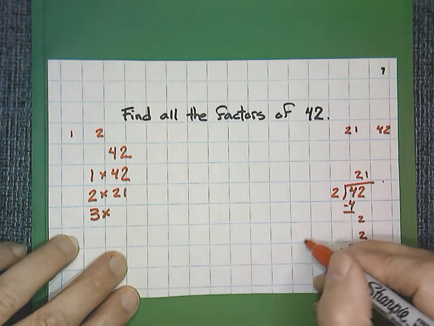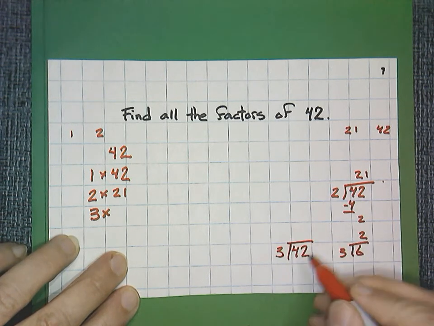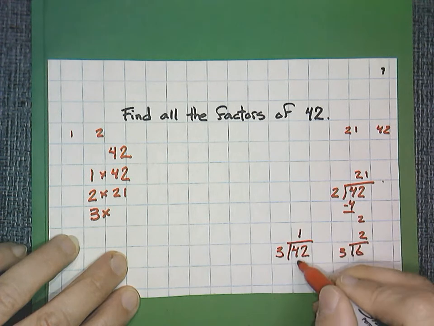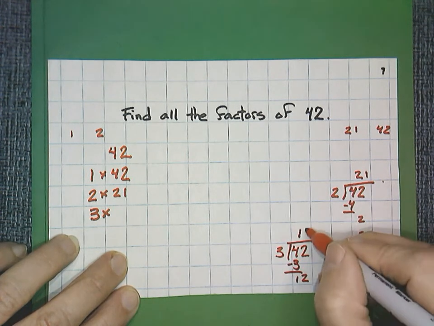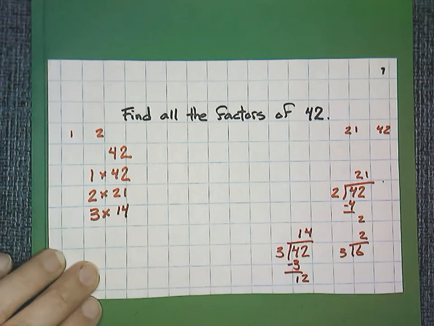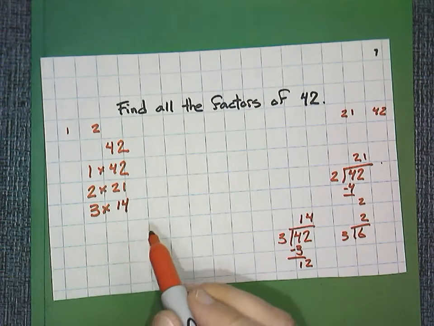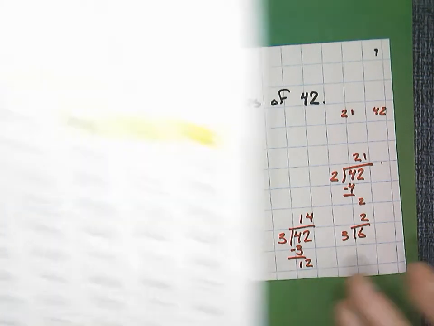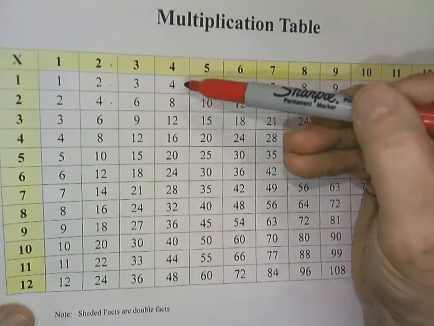Well, I can use my knowledge of division. 3 goes into 4 one time. If I go 1 times 3, 3 goes into 12 a total of 4 times. So that would be 14. Would 4 go into 42? Well, I can check here. Remember we said you can then use your multiplication table.